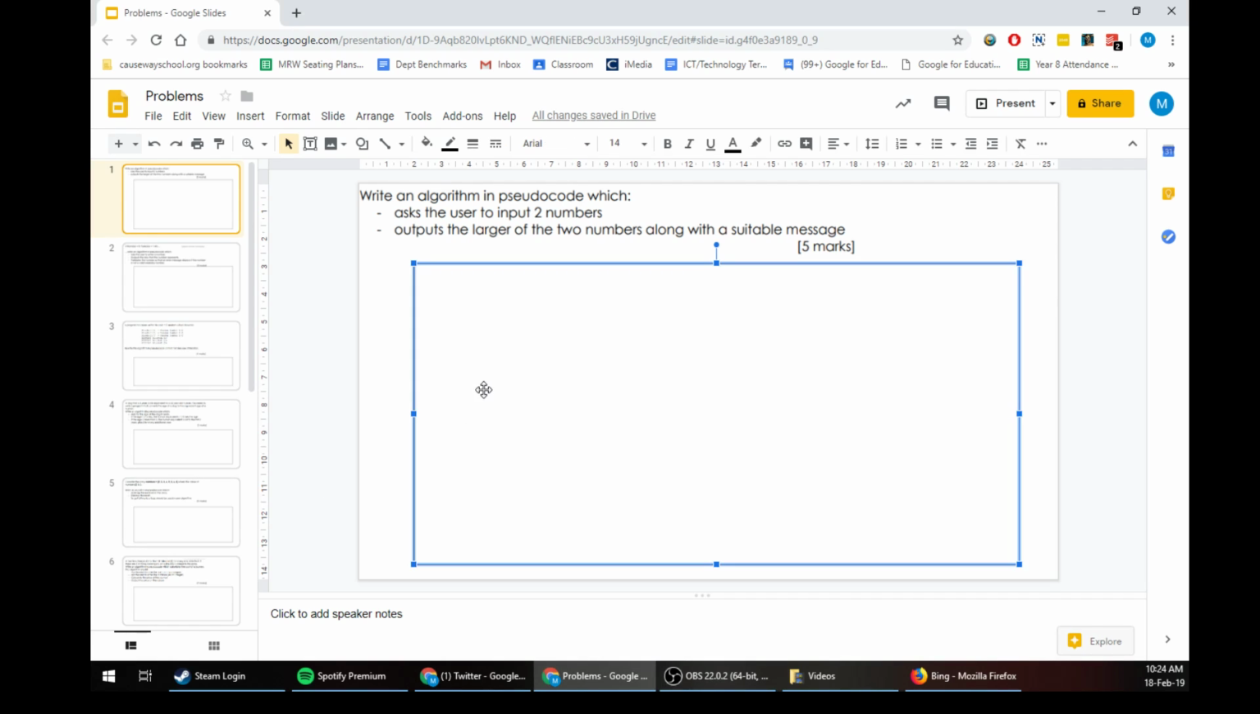Hi there, what we're going to be doing today is just going through a few different problems, looking at how we can create algorithms to make sure we can understand what's needed, how we can pick up as many marks as possible, and decrypting what's needed.